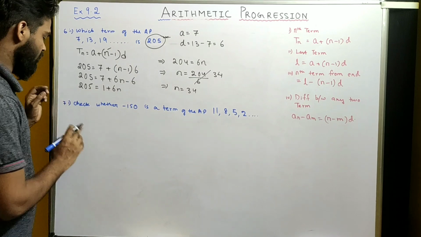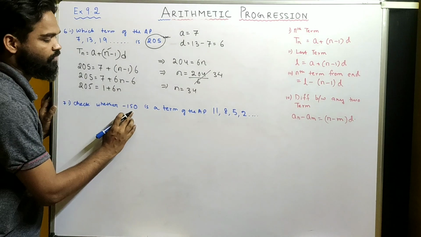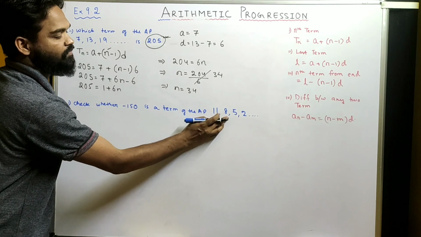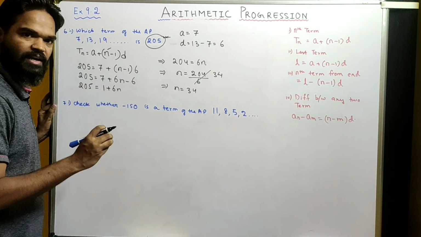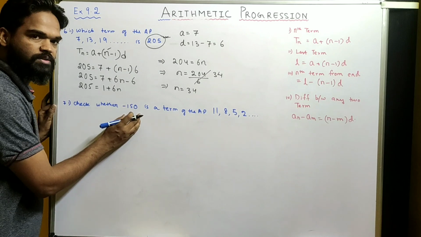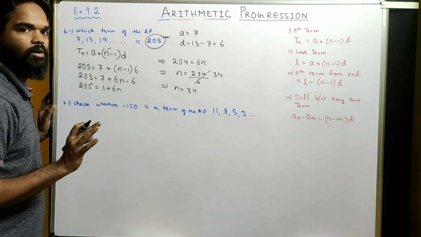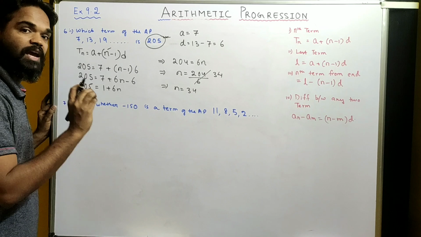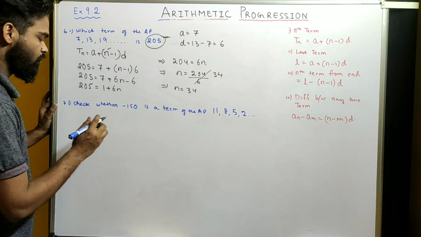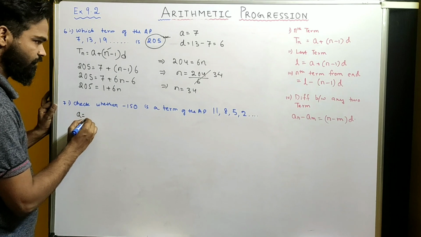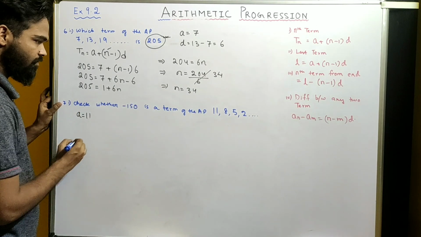Done. Now let us look at 7 part 1. Check whether minus 150 is a term of the AP 11, 8, 5, 2 and so on. We need to find n over here. If n is a fraction, this is not possible. This is not a term of this AP. And if n comes out a natural number, then it is possible. Let us check it out. First, a. The first term is 11.